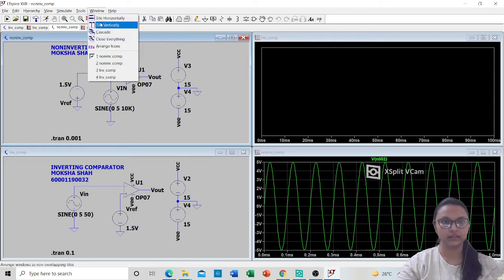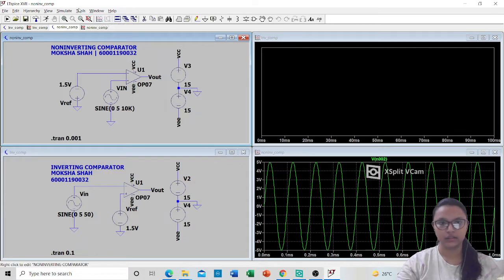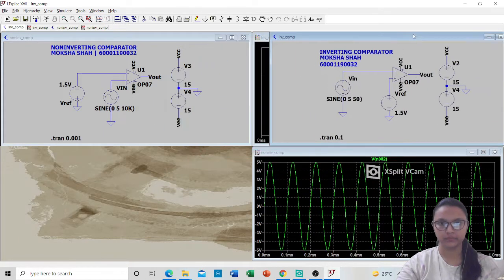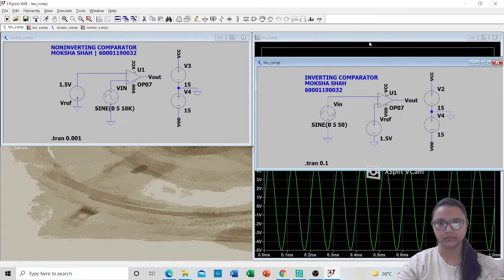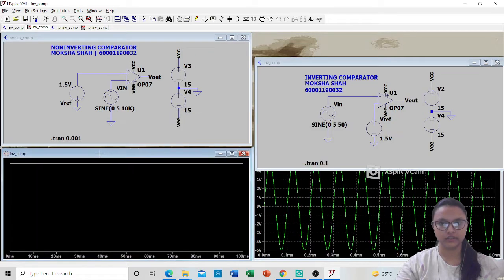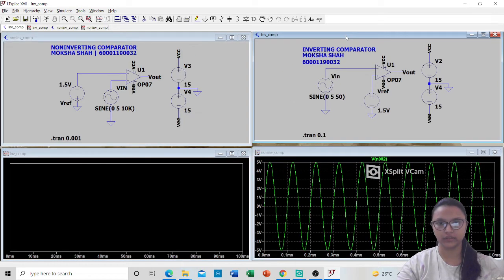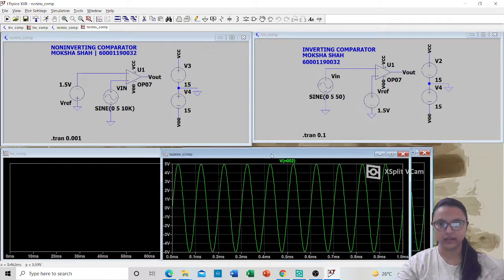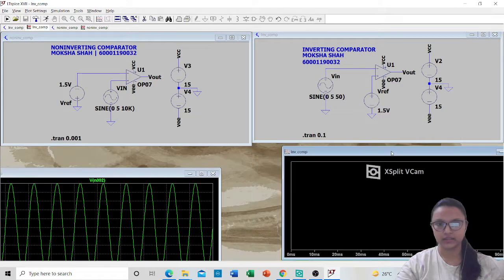The output is coming at the lower part. One second. Yeah, so I'll just shift this plane so that you all don't get confused. I'll just move it over here.